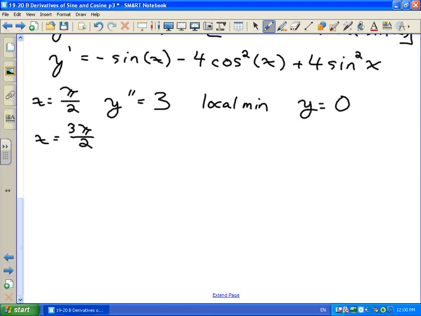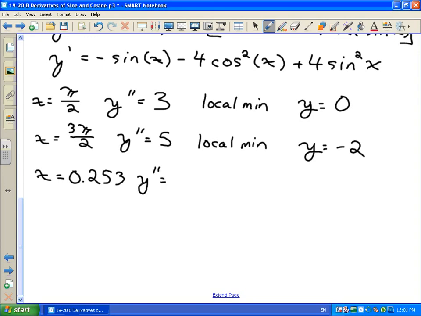So x is 3 pi over 2. We get y double primed is 5. So we have another local minimum, and our y value there is negative 2. Then those are our 2 exact solutions. Then we've got to do it for our 2 approximate solutions. So those were 0.253.